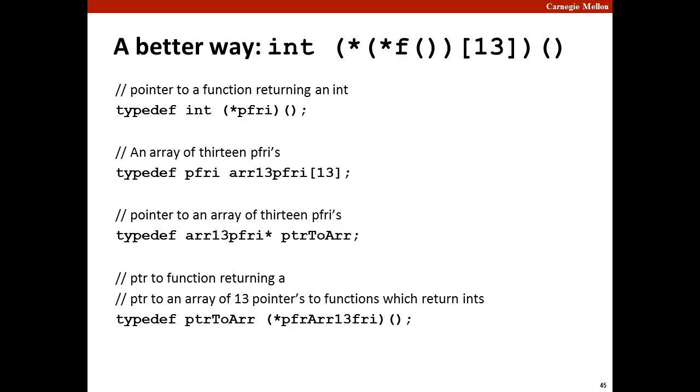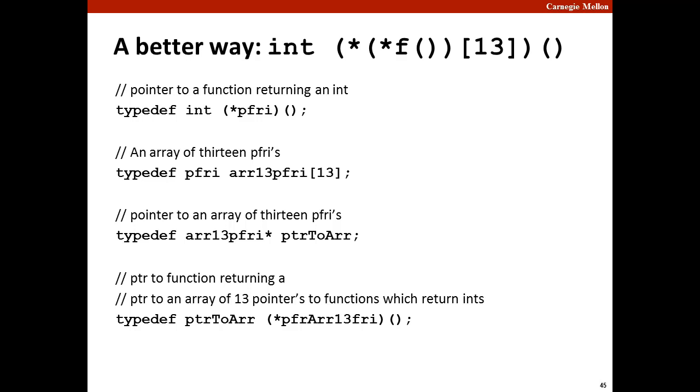So a pointer to a function returning integer. So I typedef something, pointer to function returning integer, PFRI. Now, from that point, I have PFRI. Now I can do another typedef where I have an array of 13 of those. Now I can do another typedef where I have a pointer to that. Now I can do another typedef where I have a pointer to a function returning a pointer to that mess.